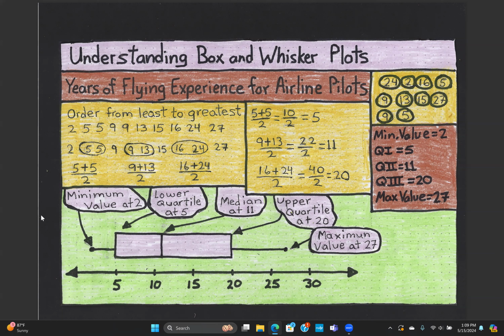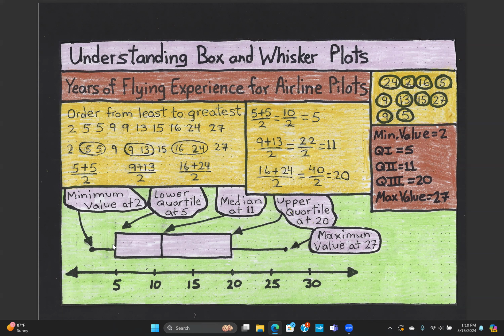Now let's go over to the lower half of the data. These 4 numbers right here, and we notice that we have to circle 5 and 5. 5 plus 5 is 10. 10 divided by 2, of course, is 5. So 5 is the median of the lower half of the data. Then let's go to the upper half of the data, in which we have to circle 16 and 24, because 16 plus 24 will give us 40. 40 divided by 2 is 20, and 20 is the median of the upper half of the data, or the upper quartile.